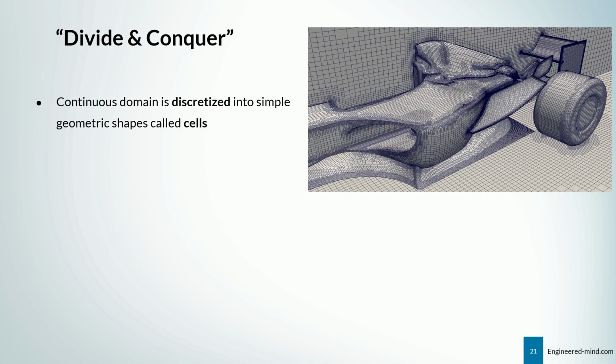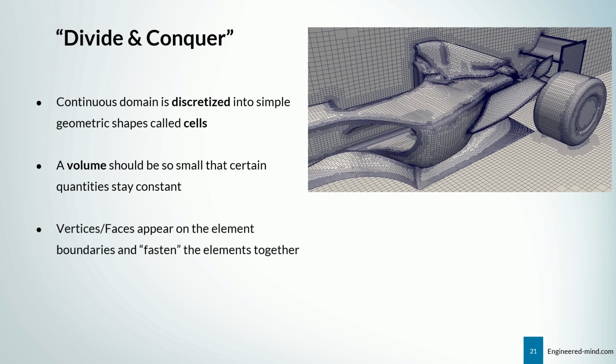Please be very careful here when we say divide and conquer. We use this term when we introduce the finite element method in our other beginner's guide. However, divide and conquer means something different here. First of all, we have our domain, and this continuous domain is discretized into simple geometric shapes, which we call cells, and we call this whole discretized domain also the mesh. The goal is to have a volume that is so small that certain quantities inside of that volume stay constant. Vertices or faces appear on the element boundaries and fasten the elements or volumes together.